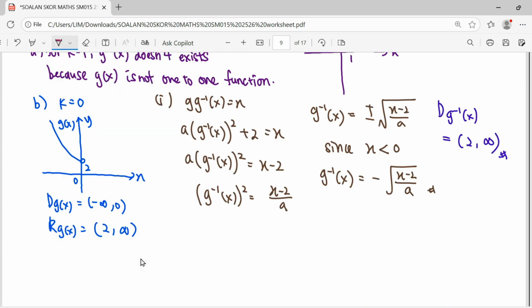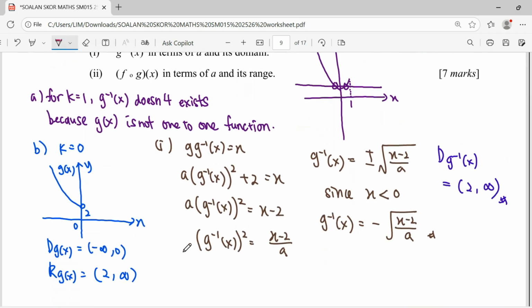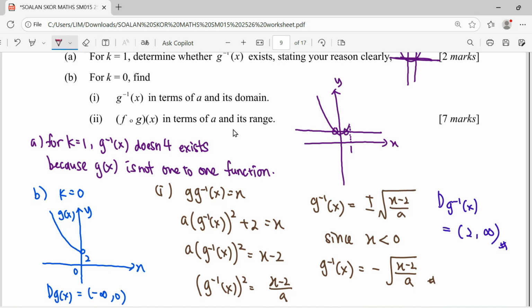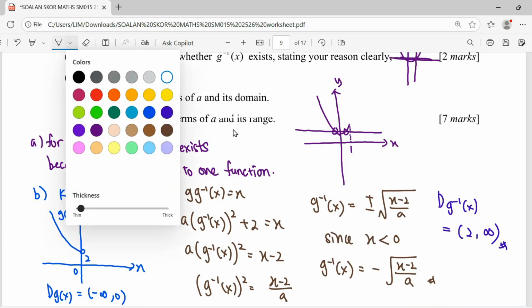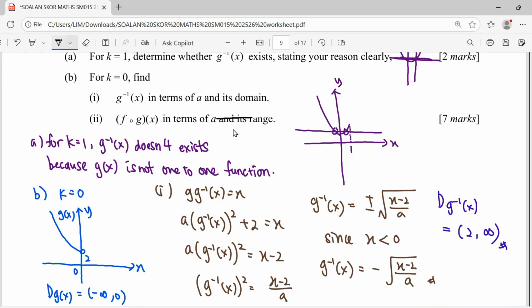Then we continue to part B number 2: find fg(x) in terms of a and its range. Sorry to say that composite function with its range is not in your syllabus. Domain and range involving composite functions is another concept that you didn't learn. You only learn domain and range for the function and inverse function. So for this part, we only find the composite function fg(x) in terms of a.